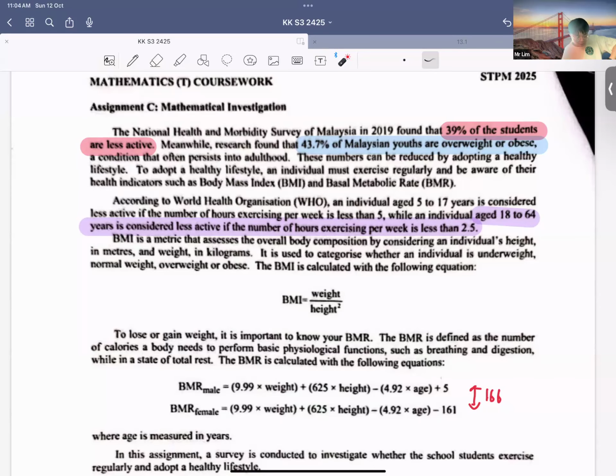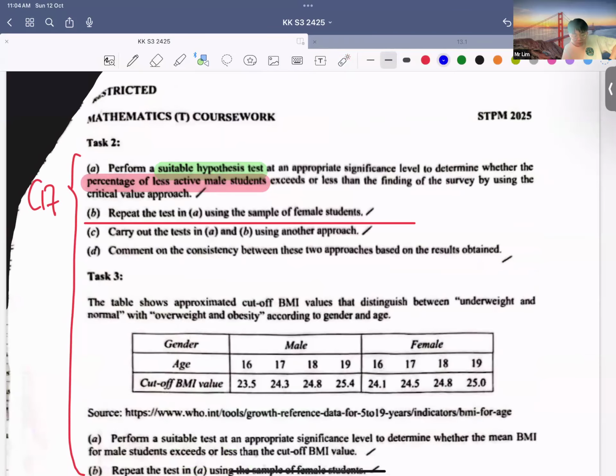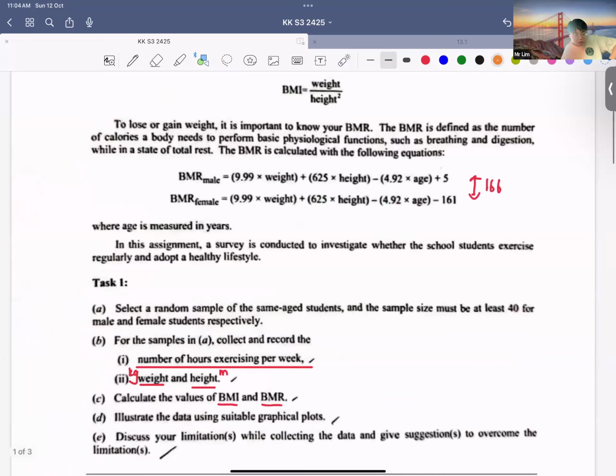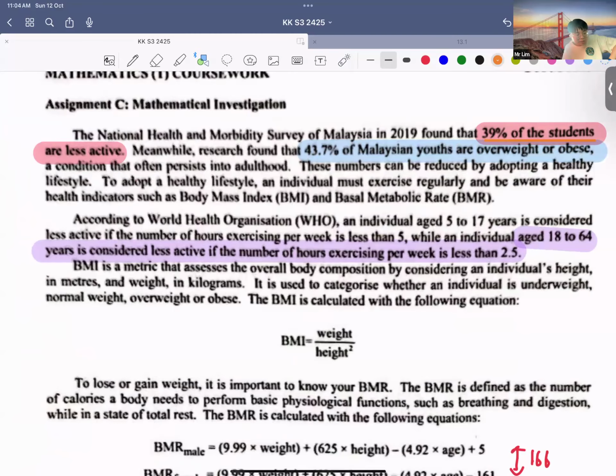And so this defines what is called a less active situation. Less active is defined by that. Then you want to see whether the percentage is consistent or not with this statement: 39% of students are less active. Do you think it is suitable to make this conclusion? I assume that you have already learned this chapter. Before I come back to here, I should also show you how to do the count.